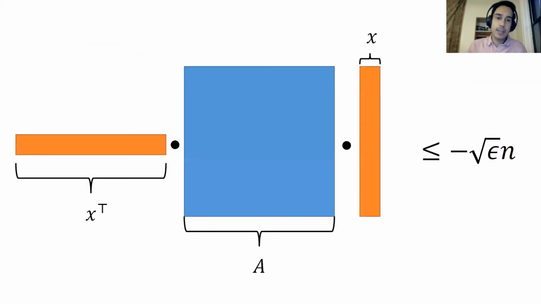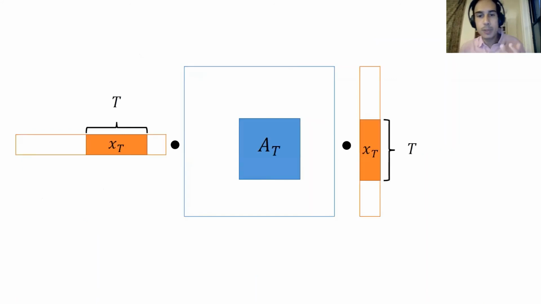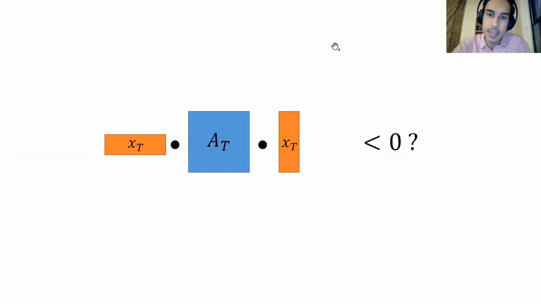So the picture looks like this. We have our big quadratic form with this eigenvector x, which is very negative. It's less than negative root epsilon n. And so what we'll do is we'll hope that because this quadratic form was so negative, when we project onto a smaller subset of coordinates T, the quadratic form is still negative. In particular, this quadratic form with a smaller principal submatrix A_T, with the same vector projected onto the coordinates in T, is still negative. And again, if we can show that this is the case, this will prove that A_T is not PSD.